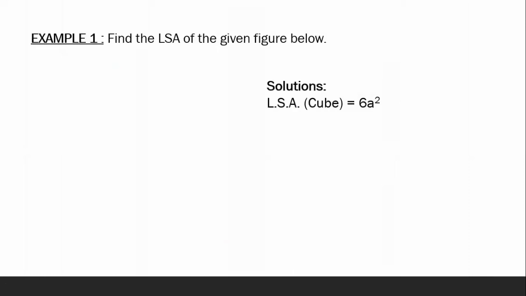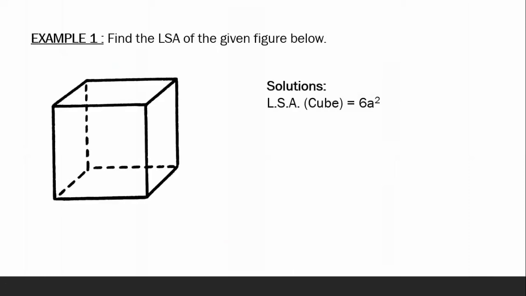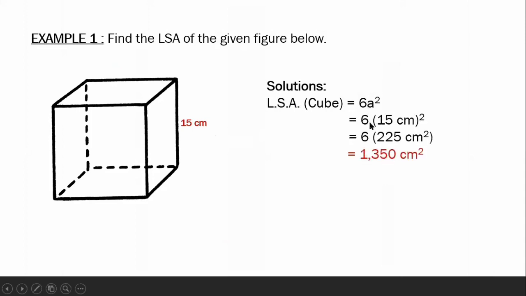So I have here an example. Find the LSA of the given figure below. This is a cube, and the given side is 15 centimeters. By simply using the formula and substituting, we have 15 squared, that is 15 times 15, which is 225, multiplied by 6. The lateral surface area of the cube is equal to 1,350 square centimeters.